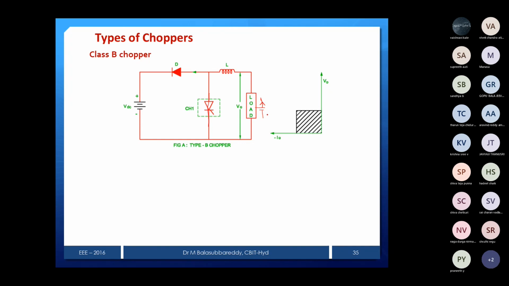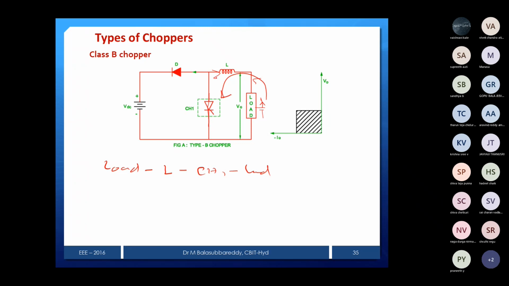This voltage will drive the current like this. You can see that current will pass from the load to the inductor, then the chopper, then the load. This is the current direction. Now we can see that the battery, or back EMF, or load voltage will drive the current. The normal current direction is like this, but now our current direction is opposite to that.